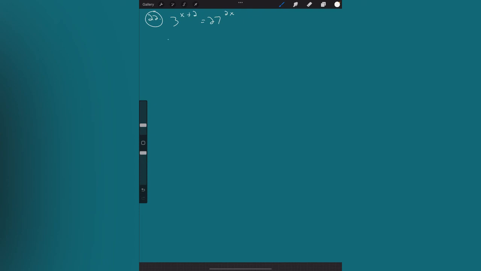All right, so I'm going to rewrite 3^(x+2). And how can I write 27 with a base of 3? Well, I can do that by saying 3 to the 3rd power, right? But I still have to multiply it by the 2x that's up there. 3 to the 3rd power is 27. So if I know these bases are the same, I can get rid of them and just say x plus 2 is equal to 3 times 2x. x plus 2 is equal to 3 times 2 is 6x.